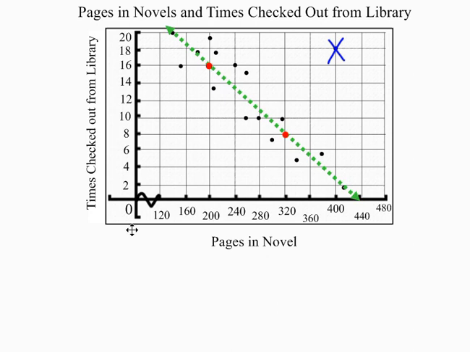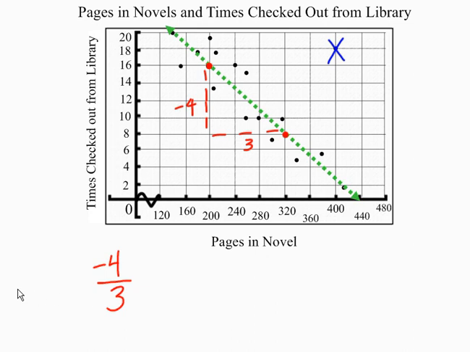Now, we notice that as the pages get more and more, the times checked out from the library get less and less. So that's a negative association, which means our slope is going to be negative as well. So we've got to keep that in mind. So here we go, and we're going to count to make our slope, because again, that helps us to figure out what all of this represents. So we have 1, 2, 3, 4 going down, and I'll put a negative there, and 1, 2, 3 across. So our slope this time represents -4 divided by 3.